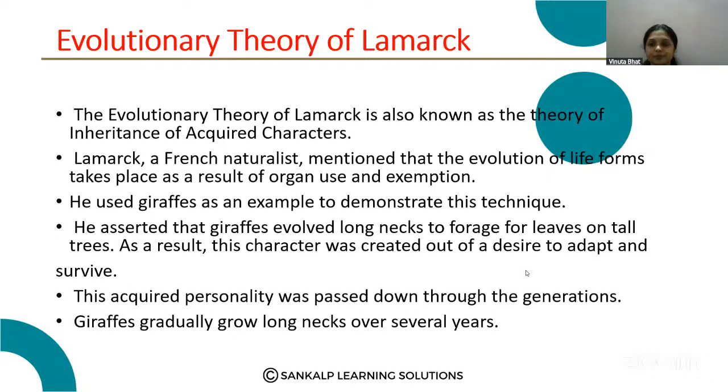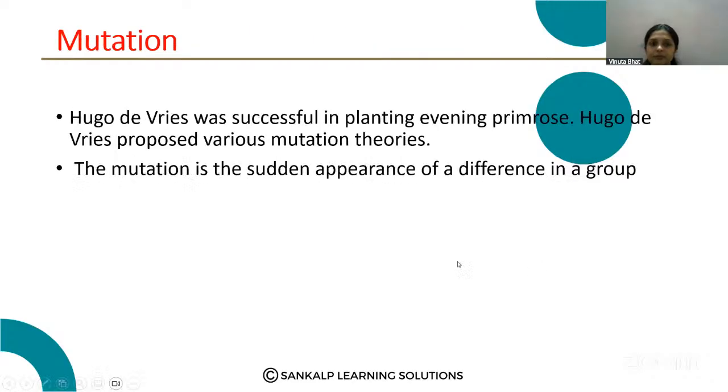Okay, the next important topic is mutation. This is a new word for you people, mutation. What is the meaning of mutation? Hugo de Vries was successful in planting evening primrose, and Hugo de Vries proposed various mutation theories. Then what is the meaning of mutation?